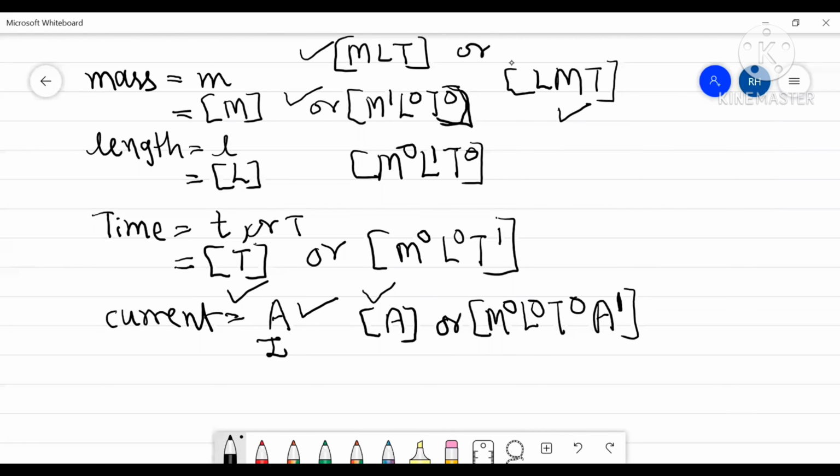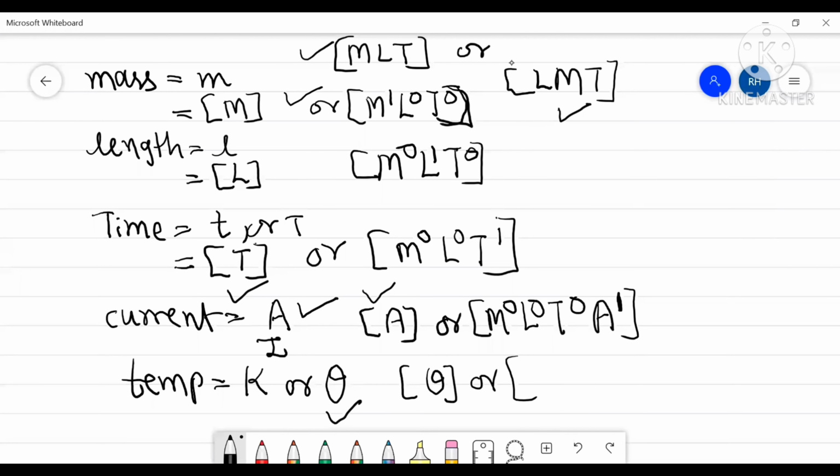Next is temperature. For temperature, some textbooks use Kelvin K or they may use theta. We use theta here. For temperature, we write theta in square brackets, and in full form, M raised to 0, L raised to 0, T raised to 0, A raised to 0 and theta raised to 1. This is correct and this is also a correct form.